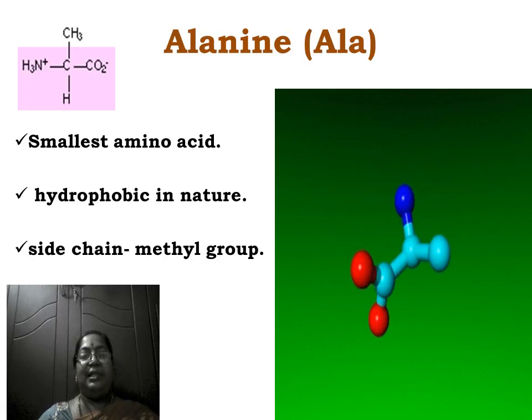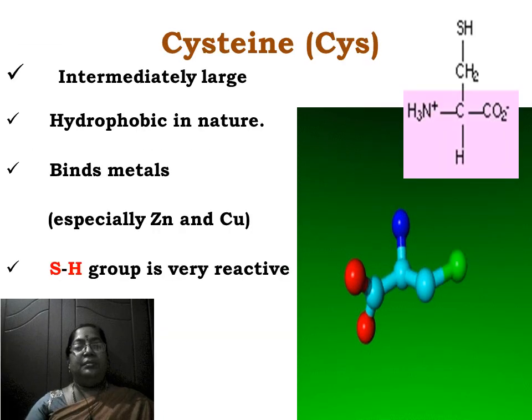Let us see the structure of the amino acids in detail. Alanine, the smallest amino acid, which is hydrophobic in nature. The side chain is a methyl group. Cysteine, it is intermediately large in size, hydrophobic in nature, tends to bind with metals like zinc and copper. The sulfhydryl group is very reactive.